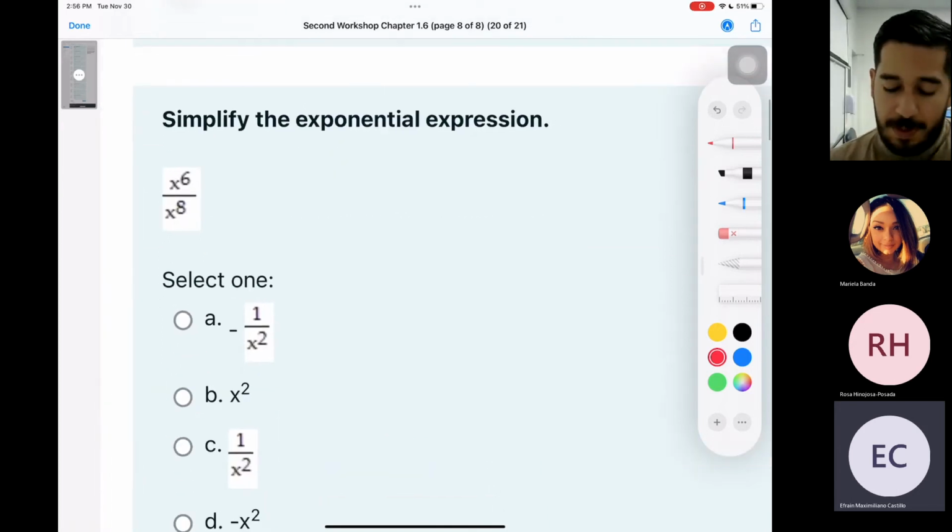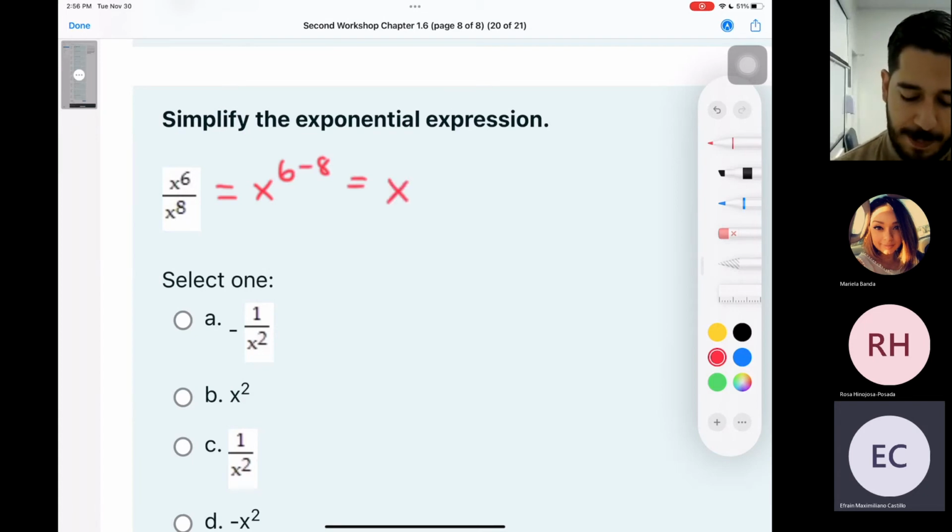Same thing: I have two variables. The rule says if I have two variables, subtract exponents, top minus bottom, 6 minus 8. So the answer is x to the power of negative 2.